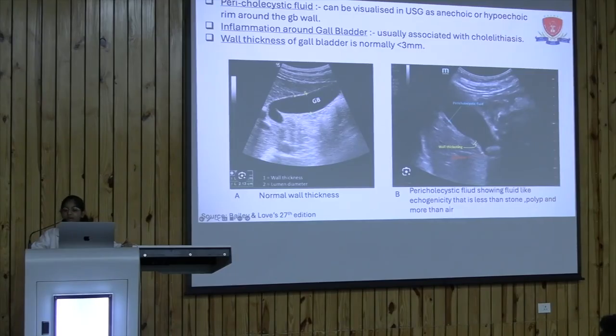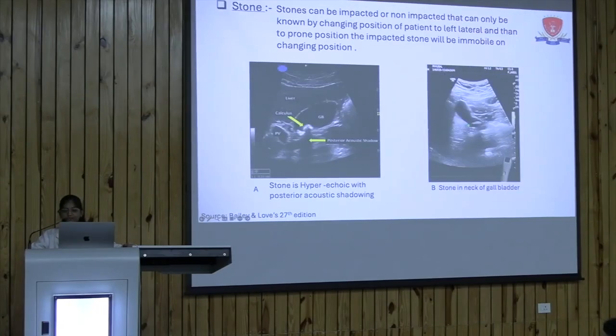Pericholecystic fluid can be visualized in USG as an anechoic or hypoechoic rim around the gallbladder wall. It is inflammation around the gallbladder, usually associated with cholelithiasis. Wall thickness of the gallbladder is normally less than 3 mm, which can be seen in image A. As we can see in image B, there is pericholecystic fluid showing fluid-like echogenicity with increased wall thickness due to a stone obstructed in it.